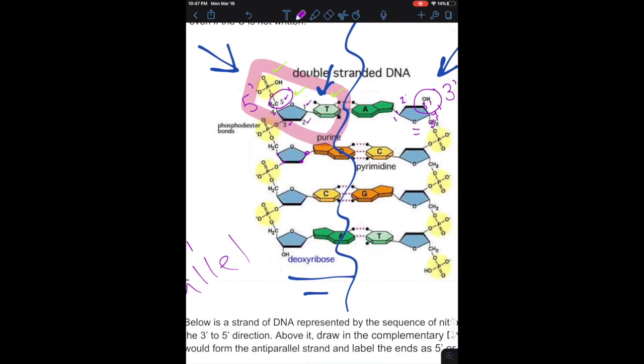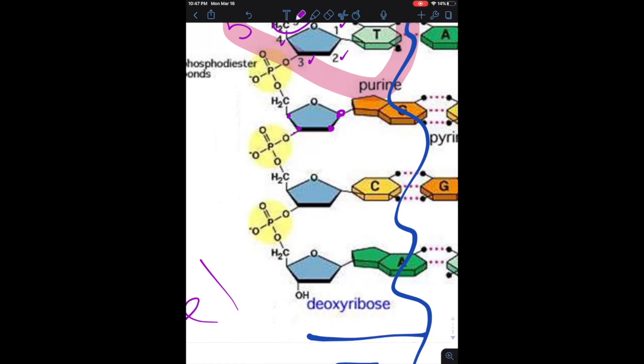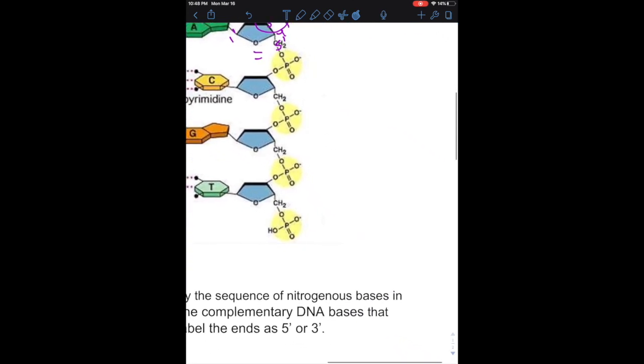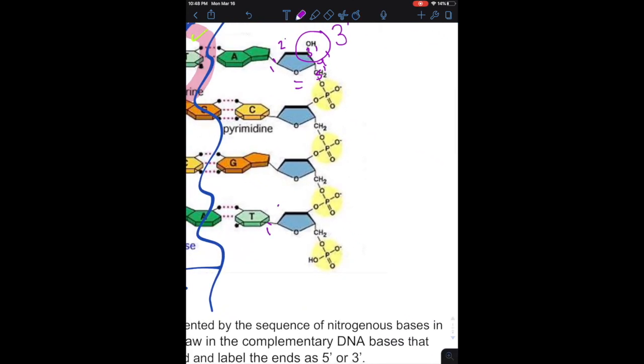Look at this final carbon down here, figuring out what side of the DNA it is. 1', 2', 3', 4', 5', which is right here. So 3' hanging off the end. This is the 3' side of DNA. And we look over here. Same thing. 1', 2', 3', 4', 5'. Which one's quote unquote hanging off of the DNA strand? That would be the 5'.